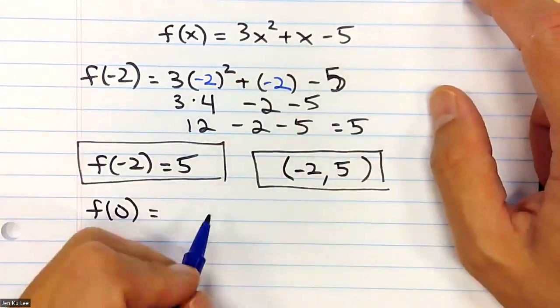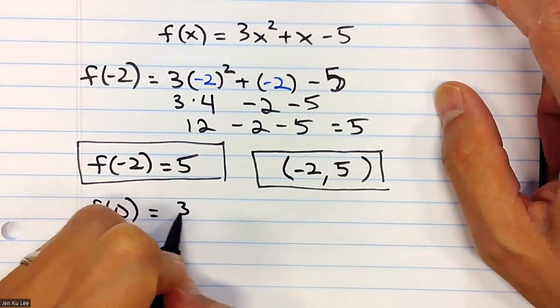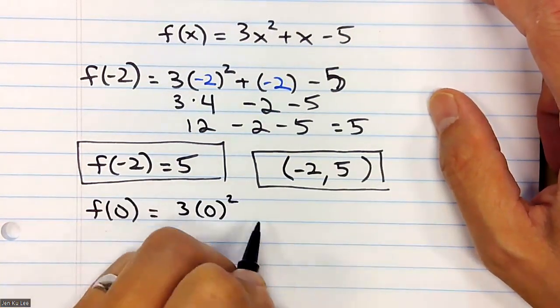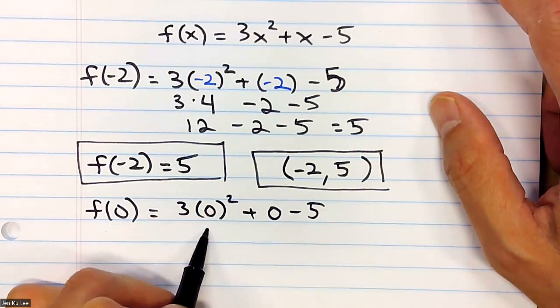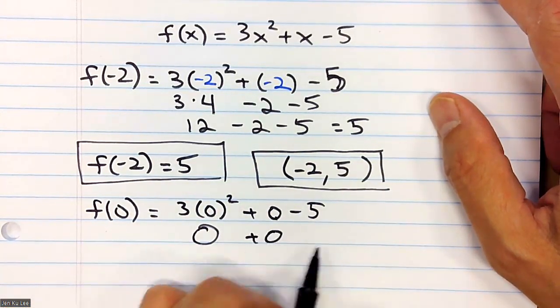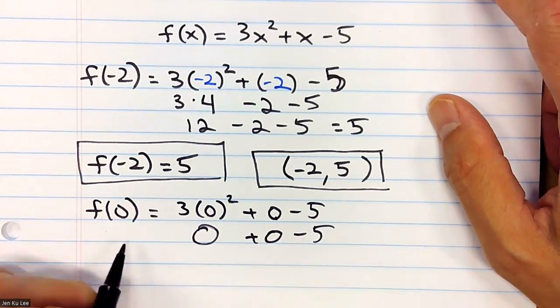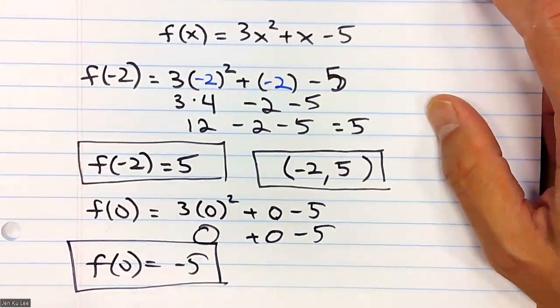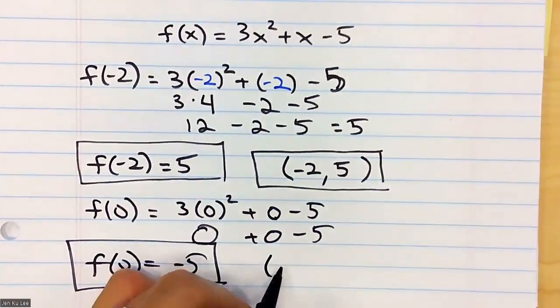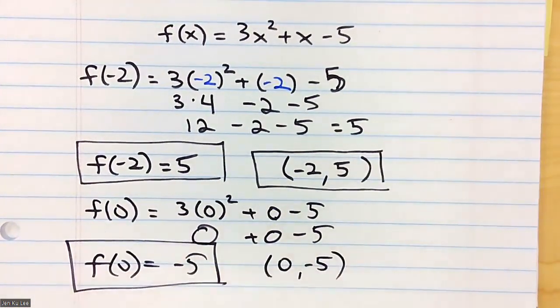Yeah. So the math behind it is pretty simple, right? That would just be a big fat 0. This would be a big fat 0. This is a big fat 0 minus 5. So f of 0 equals -5. Cool. This point is 0, comma -5.